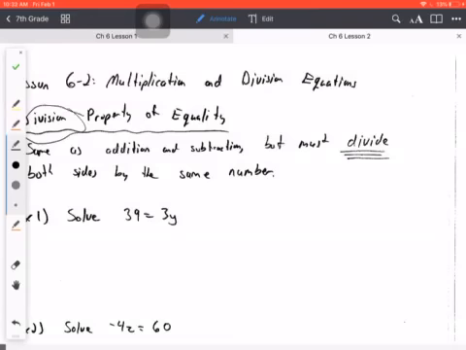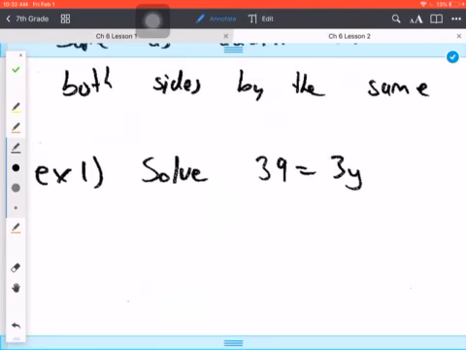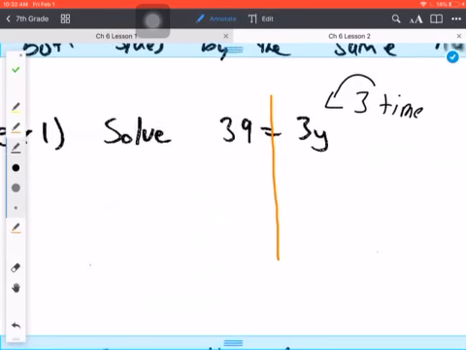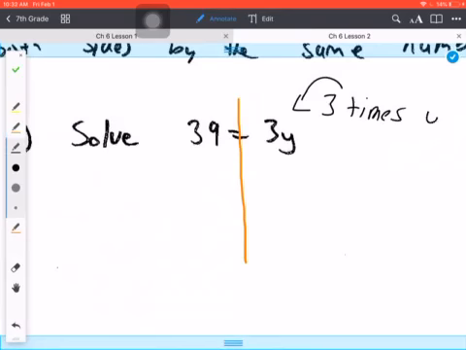So, let's go ahead and look at example 1. It says solve 39 equals 3y. So I'm going to use my line here to separate the left side from the right side. So this side right here is really 3 times y.